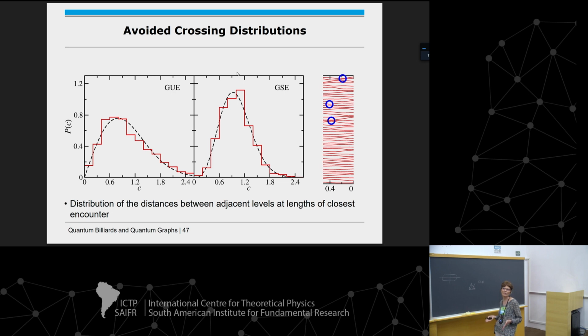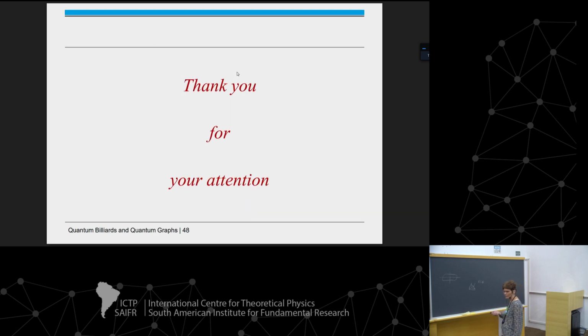If you have a system which depends on a parameter, then you have a large number of other statistical measures to look at to see whether the classical dynamics is regular or chaotic or something in between. So for that, these quantities are quite useful. So this was it. Thank you for your attention.